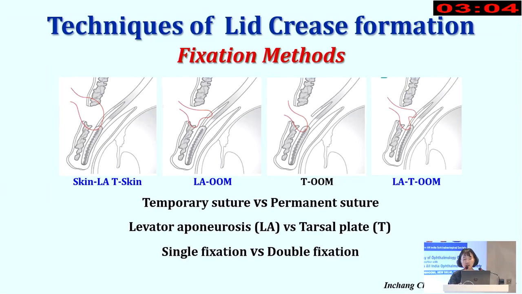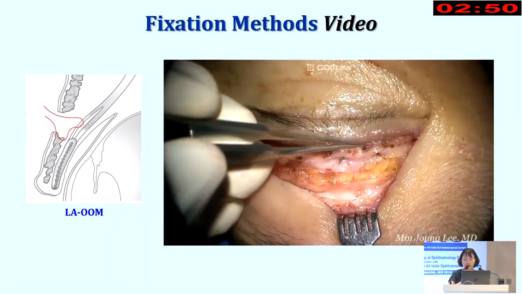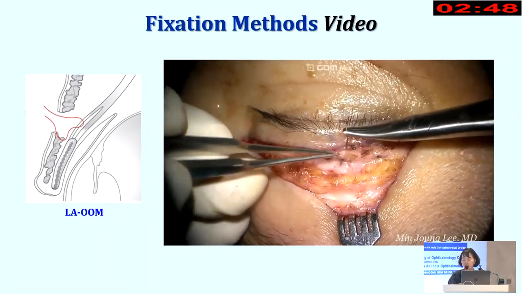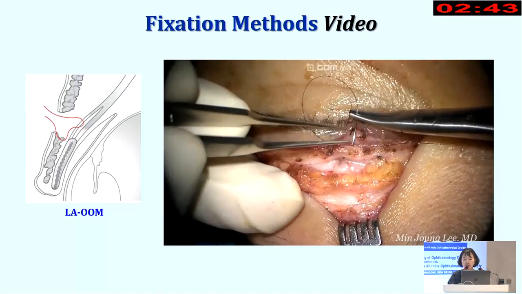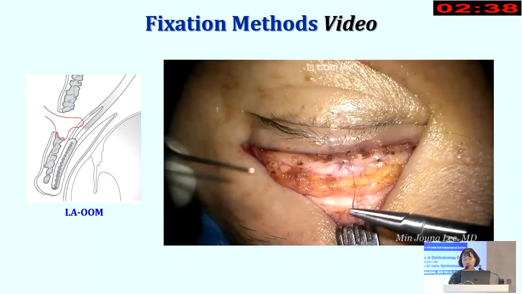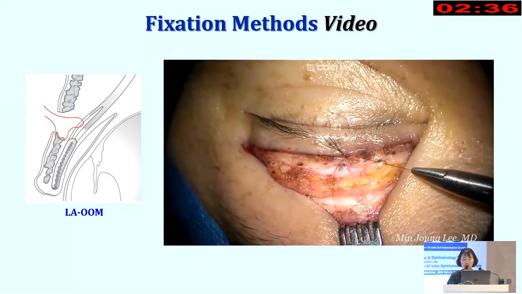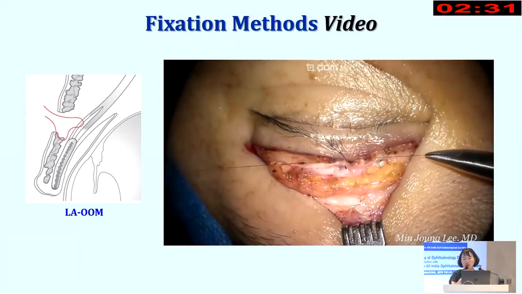And the last one I want to talk about is techniques of lid crease formation. There are many fixation methods to make a lid crease, and I will show a few. This is the levator fixation technique, which is my preferred technique. I use this technique for patients with good levator function, and when I want to make a crease 6 millimeters or higher. I use 7-0 nylon, and I usually place 5 or 6 sutures.